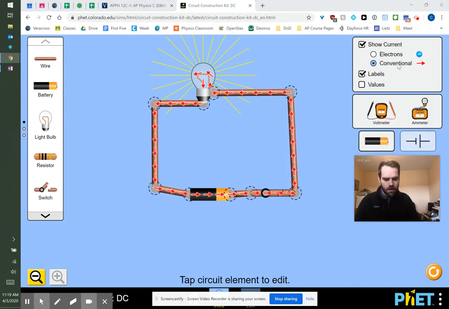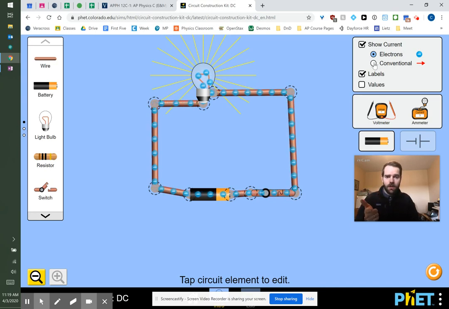Now I'll move my video here. We can see here that in this simulation, we can also show electron flow. If I click on that, you can see that negative charges flow in the opposite direction. They flow out of the negative terminal of the battery. Now, it's the same rate, it's the same result. The only difference is the direction of flow. So we have conventional current and we have electron current.